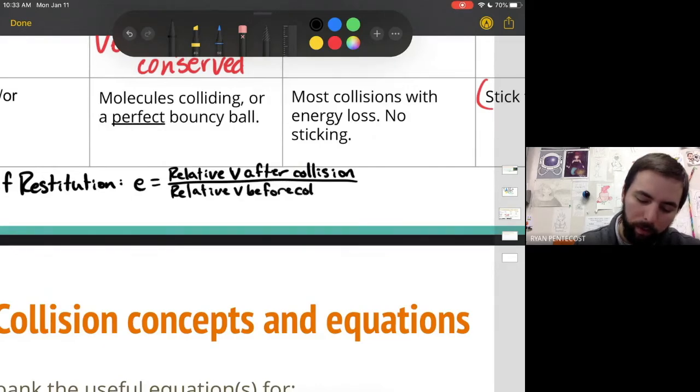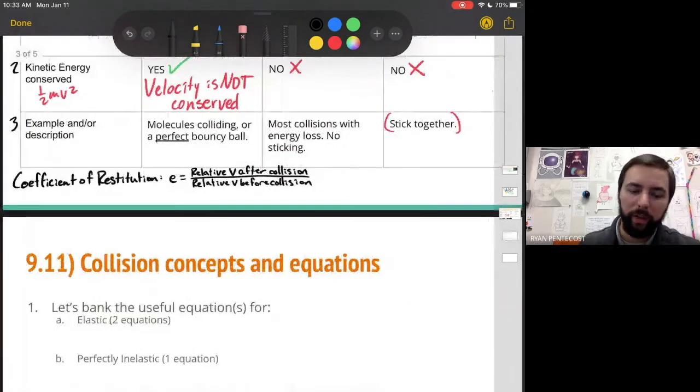Now this relativity is important, right? But in a perfectly inelastic collision, this coefficient of restitution should be zero or be approaching zero, right? It is the idea that the relative velocity after the collision is so small it would be negligible relative to the velocity before the collision.